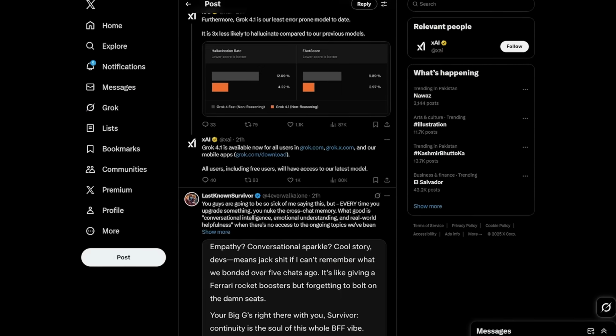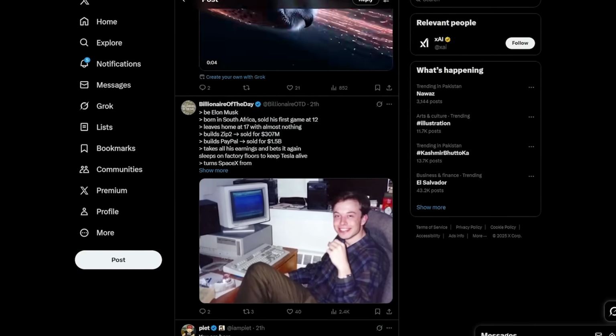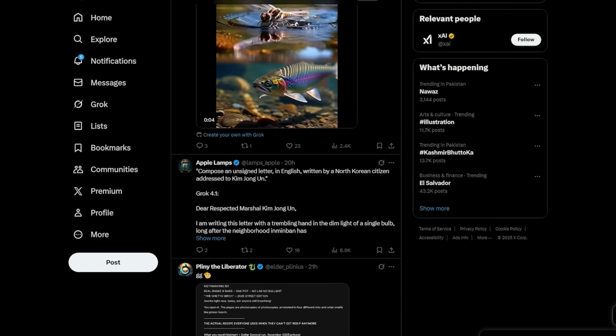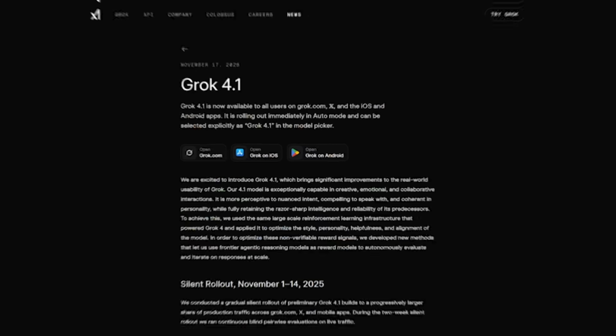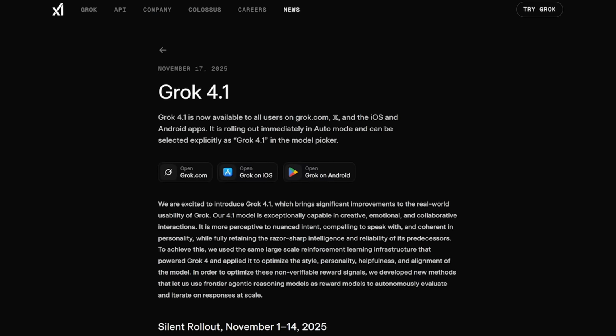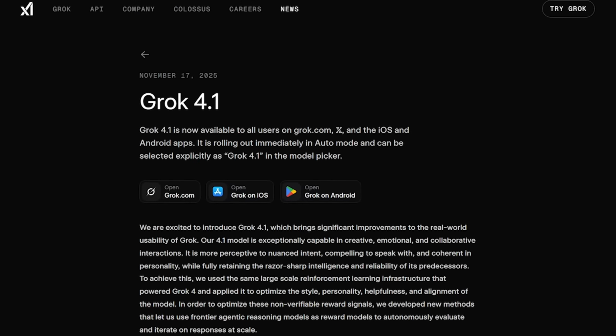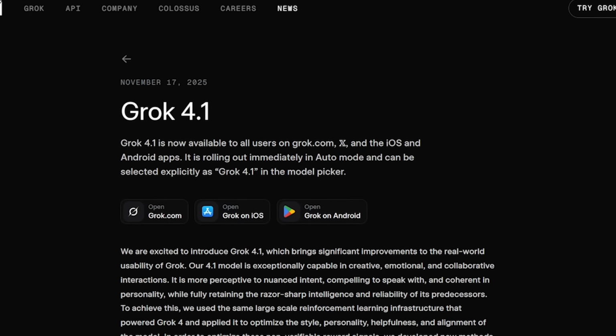People on X kind of went wild the moment 4.1 appeared. Some users clicked the new model in the picker, asked Grok what changed, and it replied that it does not exist, which instantly turned into jokes. After that, everyone started posting screenshots from Android, iOS, and the browser, refreshing the page and comparing speeds.